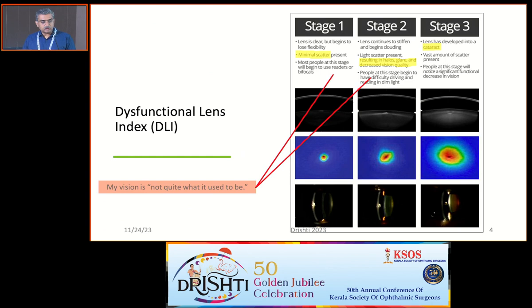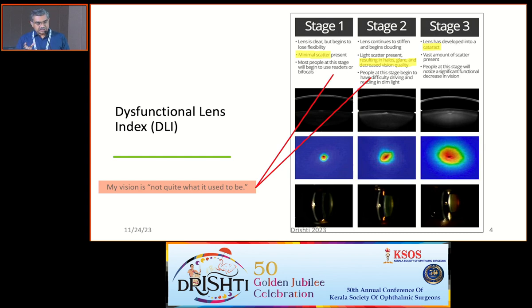That's the question. So we need to understand some relatively newer concept, that is the dysfunctional lens index. So when we speak of lens, we always think about the transparency of the lens, but when we look at the lens as a functional organ, there is some other functional loss also that happens before the transparency is lost. That is being quantified as stage 1 and 2 in dysfunctional lens index, where the lens flexibility, the quality of the lens, quality of the light that is being transferred through the lens, that is by checking the scatter as well as the transparency of the lens.